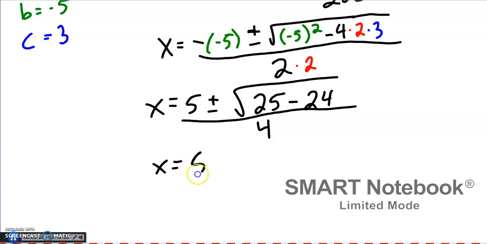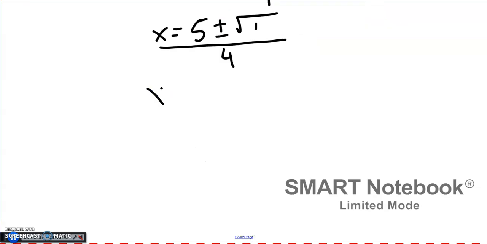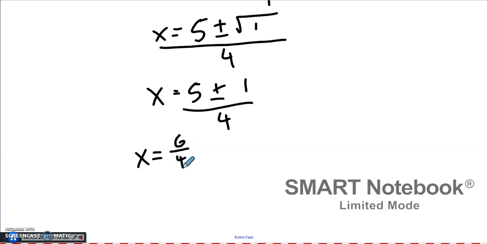We can simplify 5 plus or minus the square root of 1 over 4. And we know the square root of 1 is 1. So we have x is equal to 5 plus or minus 1 over 4. Since we can simplify it, we're going to write it twice. Our answers are going to be x is equal to 5 plus 1 over 4 and 5 minus 1 over 4. Well, 5 plus 1 is 6 over 4, and we can simplify that down to 3 over 2.